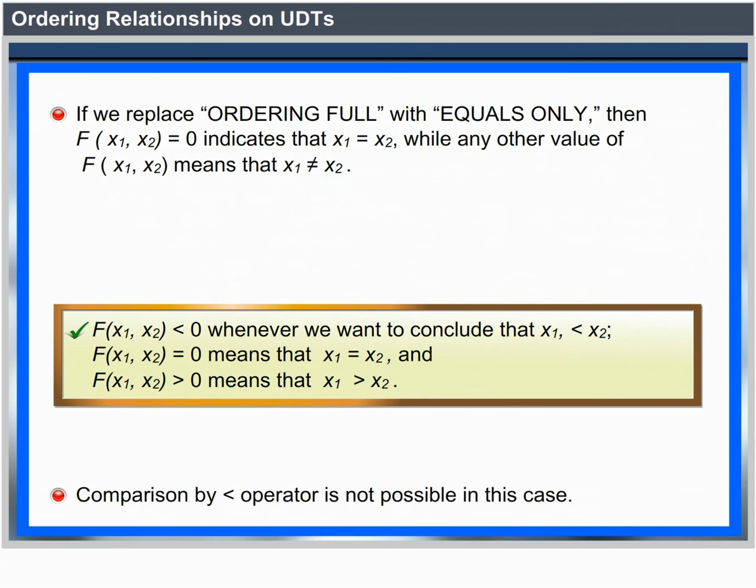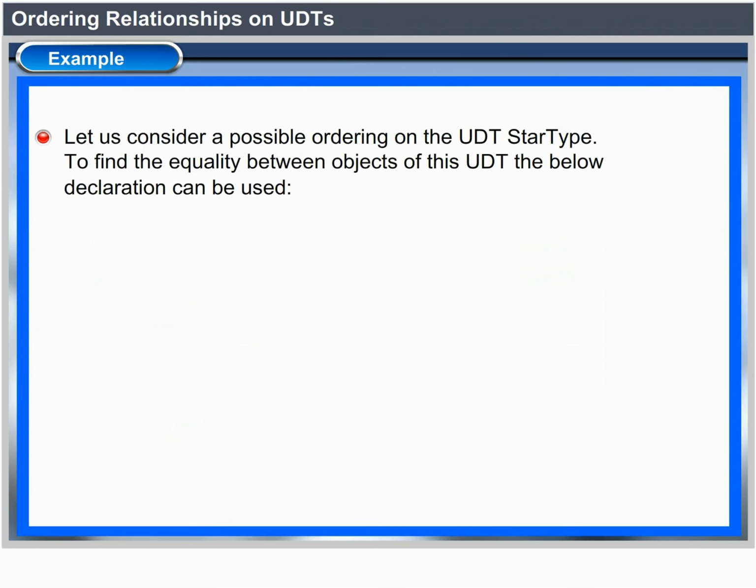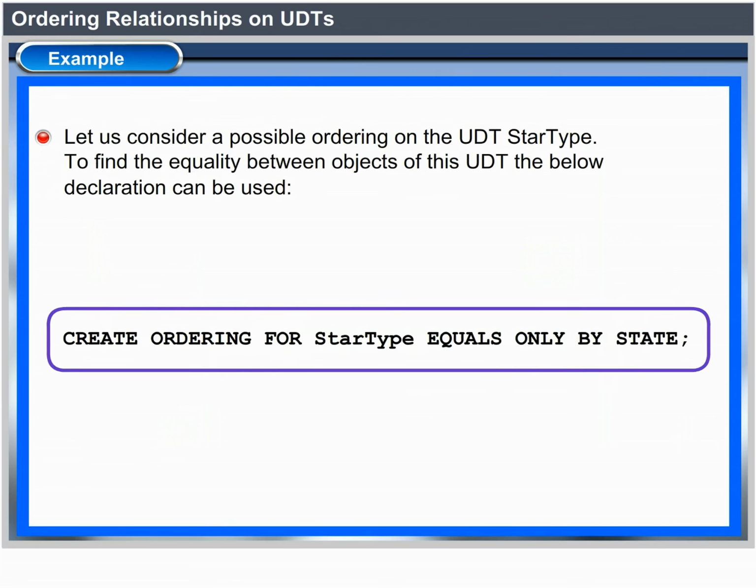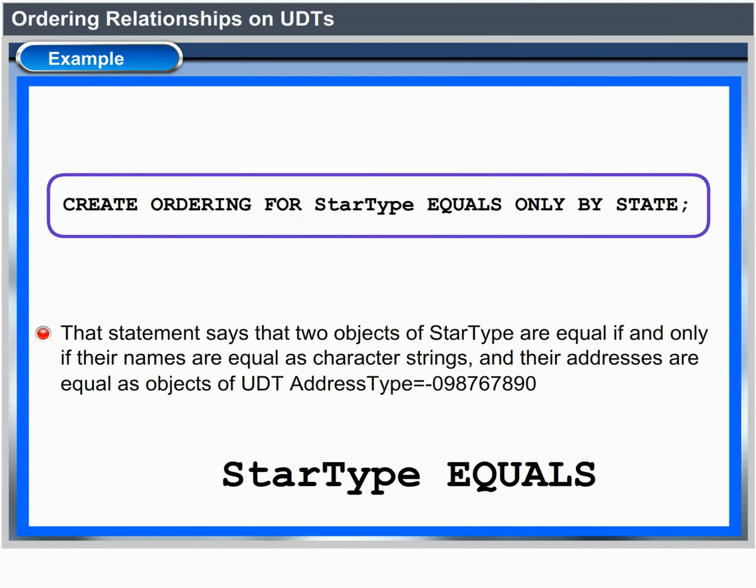Example: let us consider a possible ordering on the UDT StarType. If we want only an equality on objects of this UDT, we could declare it. That statement says that two objects of StarType are equal if and only if the names are equal as character strings and their addresses are equal as objects of UDT AddressType.